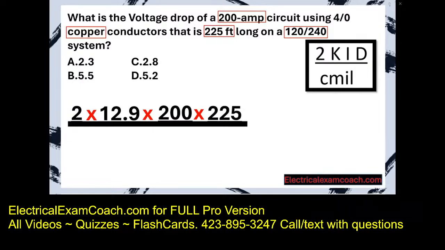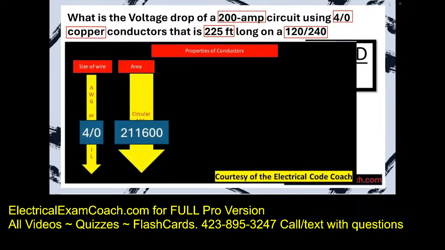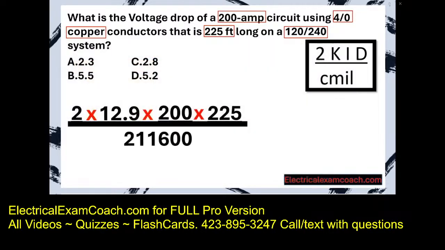Now we need to find our circular mills. For that, we're going to be looking for 4/0 in the table. When we head to Chapter 9, Table 8, we're going to start on the left-hand side and come down and find 4/0. Then we're going to cross over, and we're going to find that it's 211600. Anytime it's a long number like that, I don't try to figure out my thousandths or tens, I just say 211600, and I write that down. Then I write that down right under here.